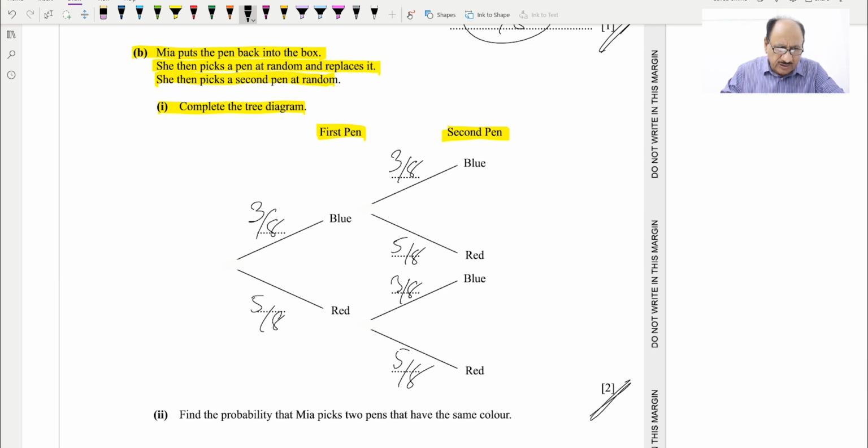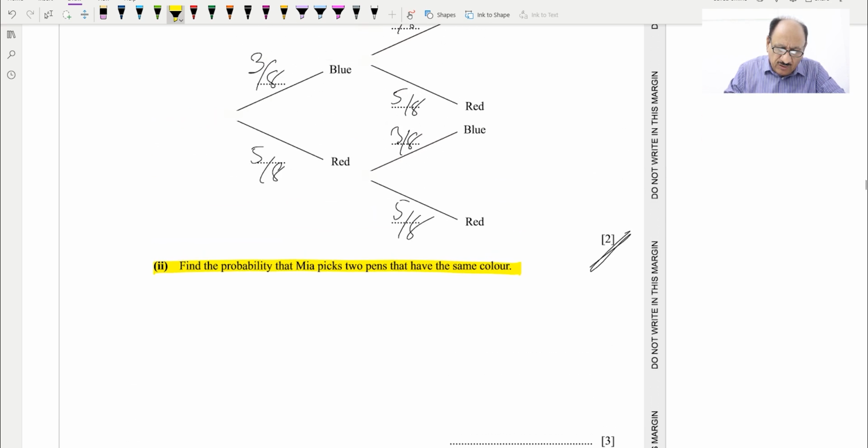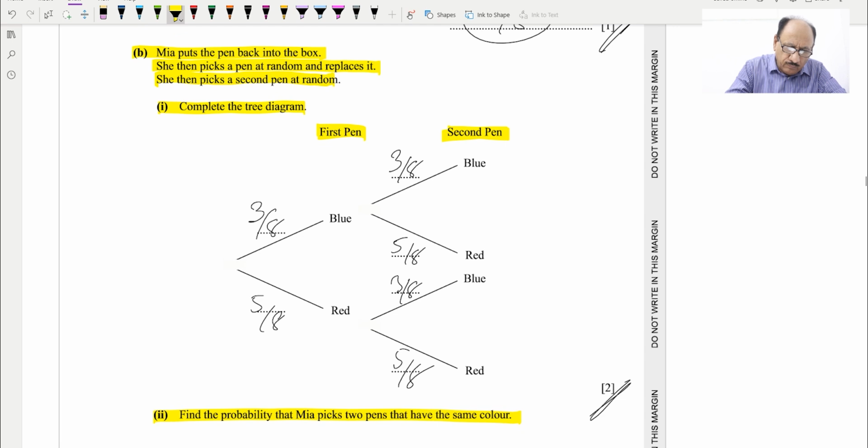Hopefully you understand this. Now the second part says find the probability that Mia picks 2 pens that have the same color. So which branches give the same color? One will be blue, this one, and the second will be red.